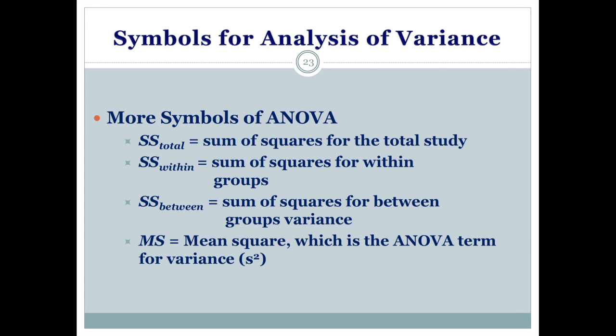Okay, and again, we're going to have SST as the sum of squares for the total study, SSW for the sum of squares within, and SSB for the sum of squares between. Okay, so MS is the mean square, which is ANOVA's symbol for variance. So before, we used variance as the little s with a 2 on top, or the little sigma with a curly hat and a 2 on top, right? MS is ANOVA's variance.